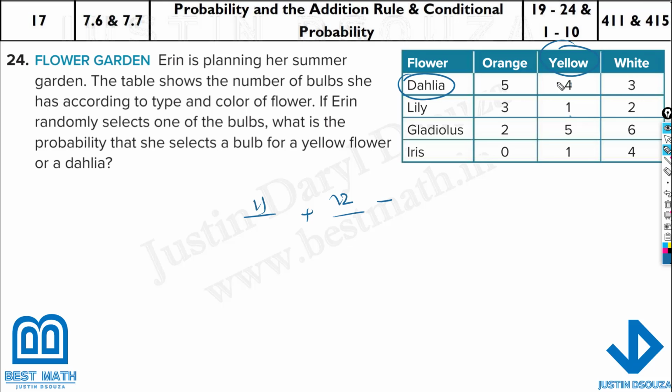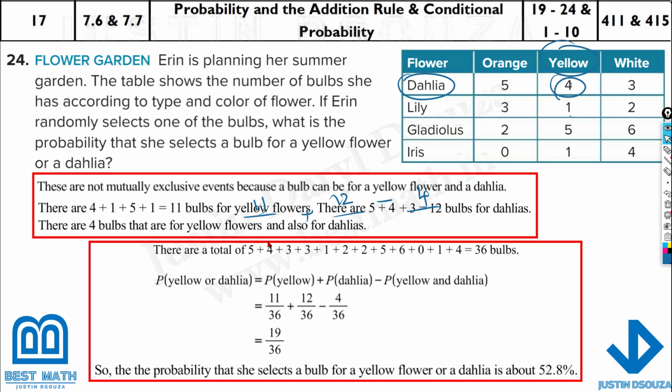Minus, what is the common term? It is 4 divided by. So if you find the sum of all these, just put it in the calculator. Here we go. It's 11 by 36. The sum of them is 36 plus 12 by 36 minus 4 by 36, and that's it.